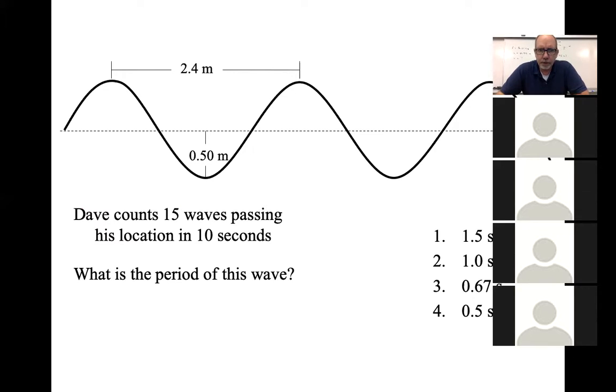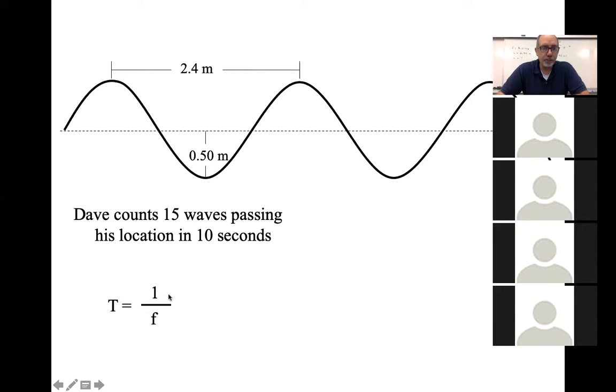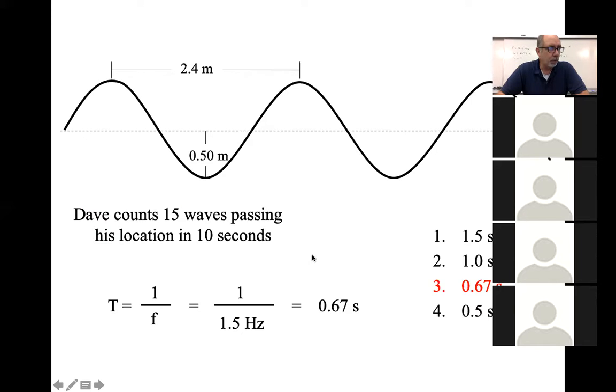Period is the amount of time per wave, the seconds per wave, which is the reciprocal of the frequency. So it's 1 over 1.5, or 0.67 seconds. Choice 3. All right, next one.